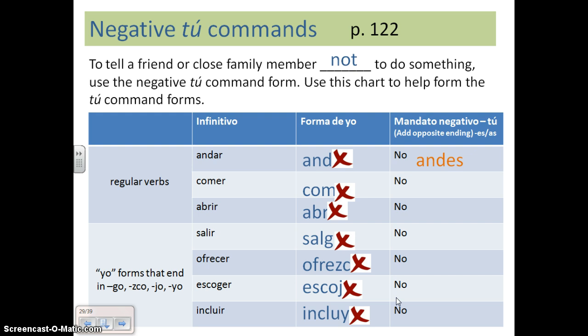Comer normally would be comes, however, I'm going to use the opposite ending, comas. Abrir would normally be abres, however, I'm going to get the opposite ending and use abras. Same thing with salir, salgo, sales, ER ending, I'm going to use as. Okay, the same thing for the rest of these as well.